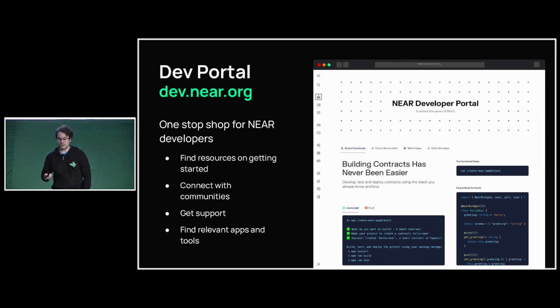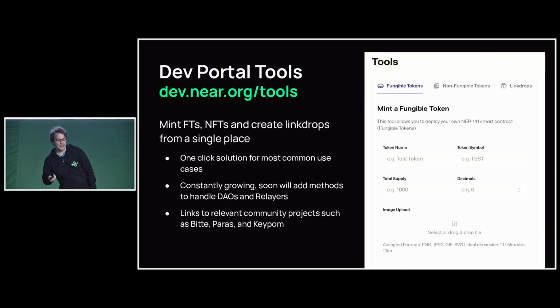And talking about tools, right now the Dev Portal has a whole section about tools. If you go there, you can mint fungible tokens, mint NFTs, create link drops, everything from one single place. So these are just one-click solutions for the most common cases, and it's constantly growing. Soon we will add more methods to handle DAOs and relayers. And more importantly, all of these tools are actually using community tools because we didn't want to reinvent the wheel. And we also give links to those projects, so if you need anything, you can find it.